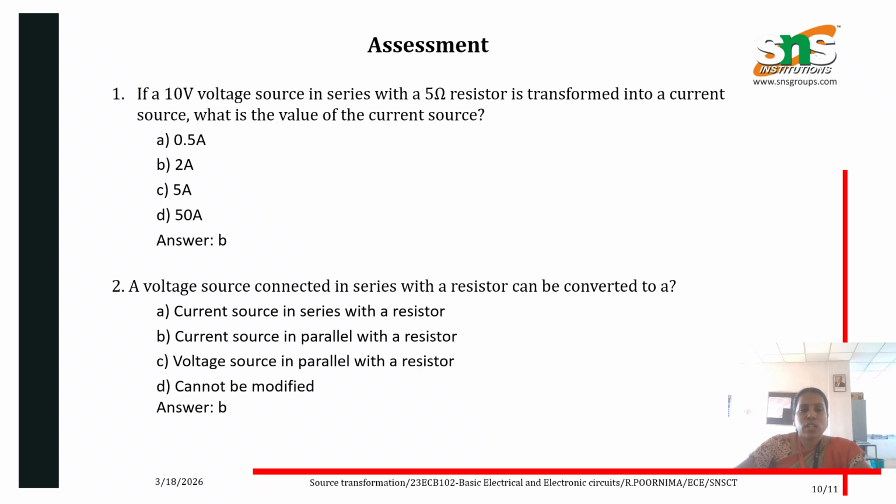A voltage source connected in series with a resistor can be converted into a current source in parallel with the resistor. So the answer is B.